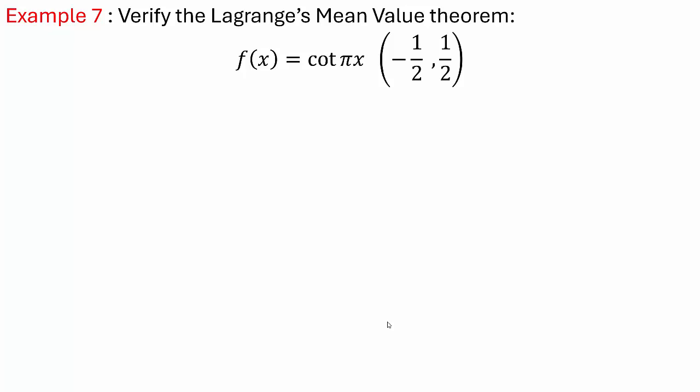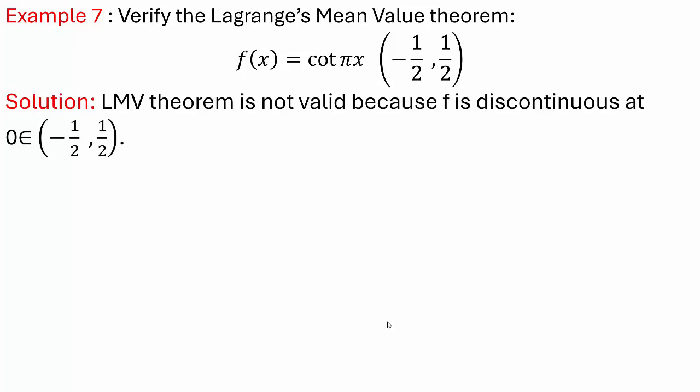Solution. LMVT is not valid because f is a discontinuous function and 0 belongs to minus 1 by 2 to plus 1 by 2. Cot pi x is not a continuous function. Why? At 0, the function has a discontinuity. Cot function has a discontinuity at 0. Therefore, f is not continuous at 0 and hence Lagrange's mean value theorem is not valid.